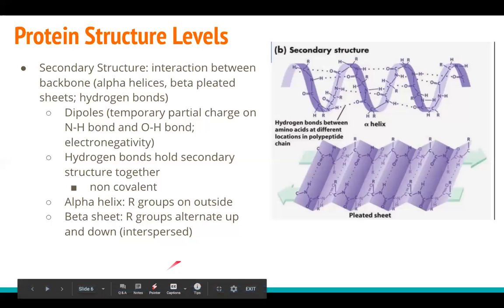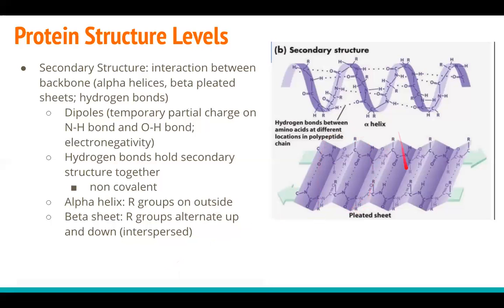The diagram here does a good job of showing that. You have the R groups sticking up and down in an alternating fashion. And in the alpha helix, you have the R groups sticking outwards, away from the helix, not inside the helix. Does anyone have any questions on that?